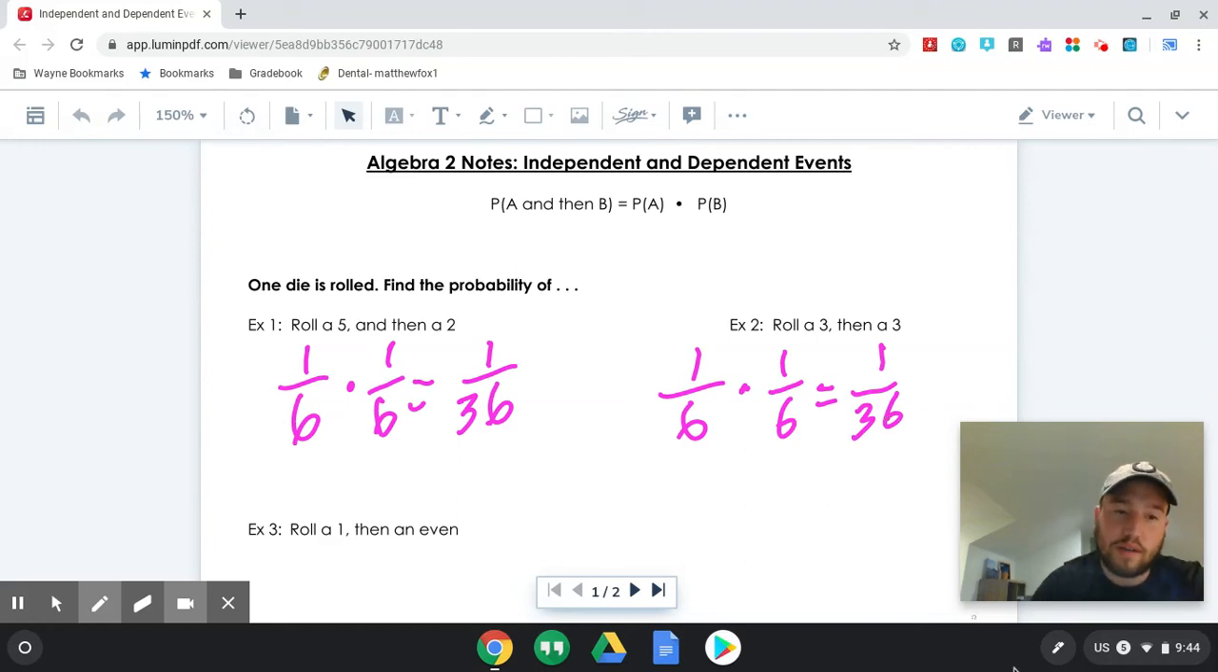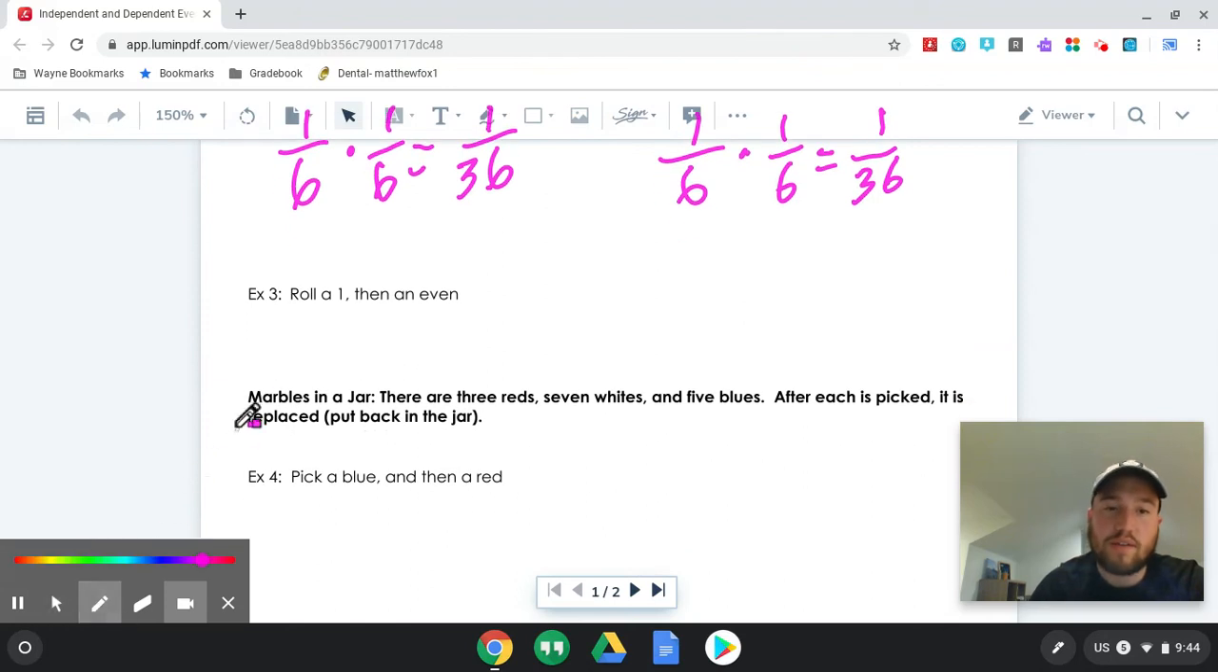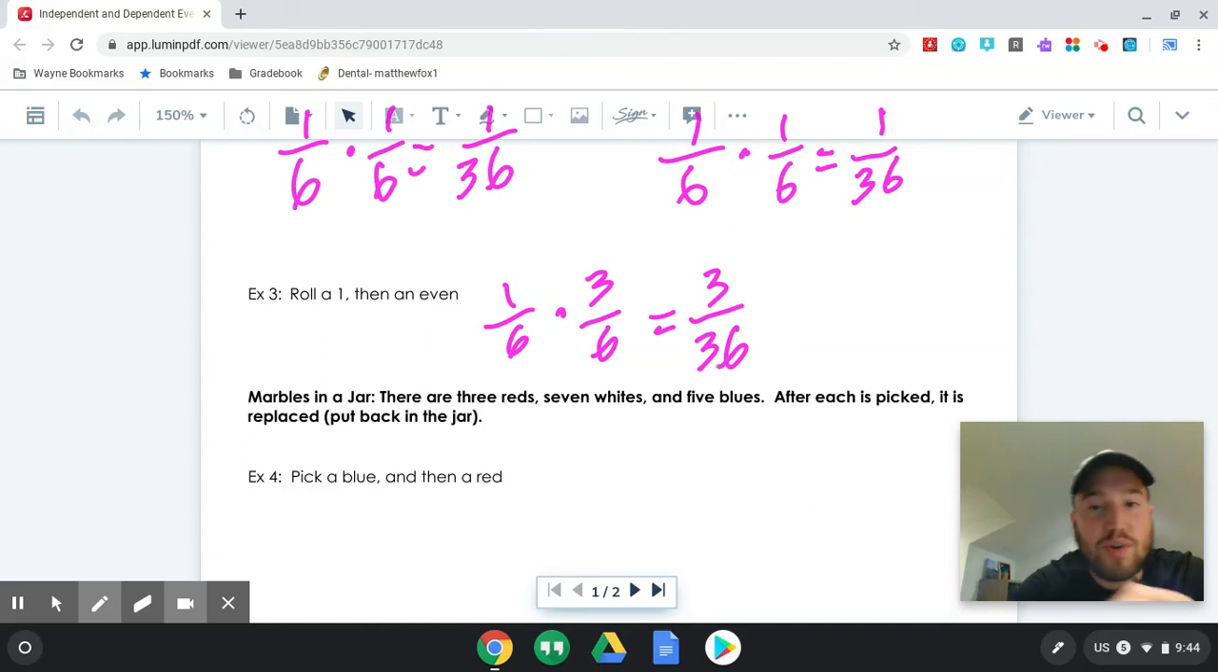Okay, now let me scroll down a little bit. And it says example 3. Let's think about our chances of rolling a 1 and then an even. So chances of rolling a 1 would be 1 over 6. Now, chances of rolling an even, that can be 2, 4, or 6. So that's going to be 3 over 6. Now, if we take 1 over 6 times 3 over 6, we're going to get 3 over 36. We're not quite done, though, because that can be reduced. Okay, so 3 goes into 3 one time, 3 goes into 36 12 times. Now we would be done.